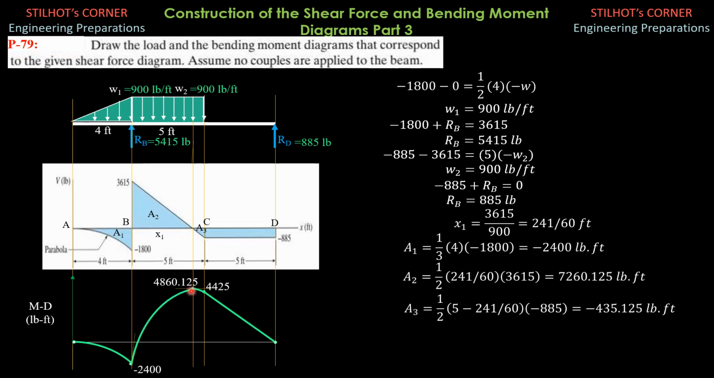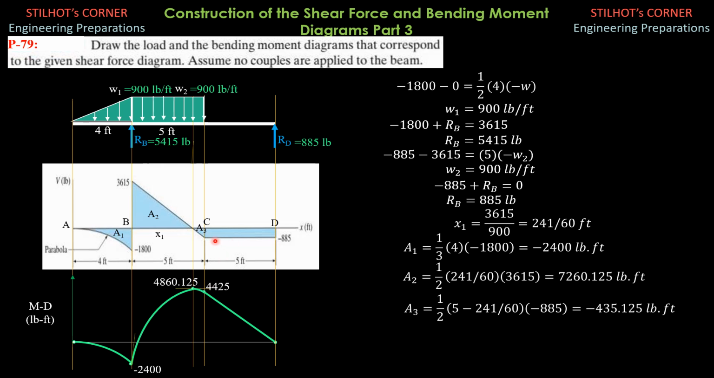Then to 4860.125 we add area 3, which is 1 half of 5 minus x1, times negative 885, so negative 435.125. So 4860.125 plus negative 435.125 is 4425. The tangent here is negative 885, the tangent here is 0. So we have a negative increasing curve again, a negative increasing slope of the tangent, which looks like that, but we just connect those 2 points.